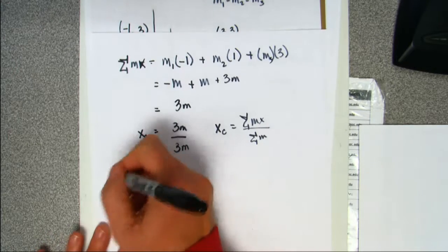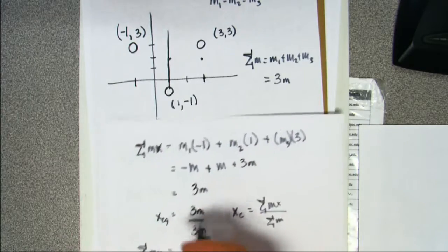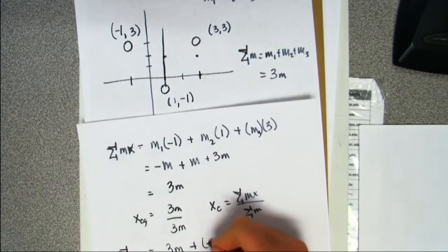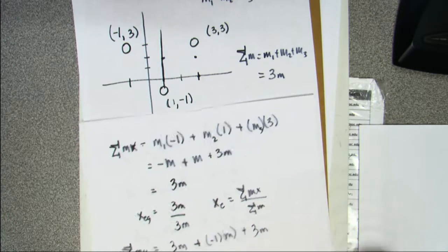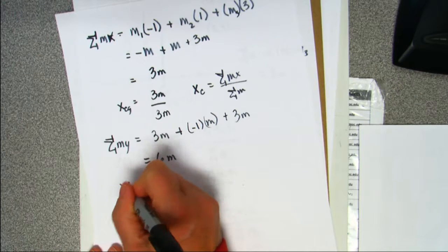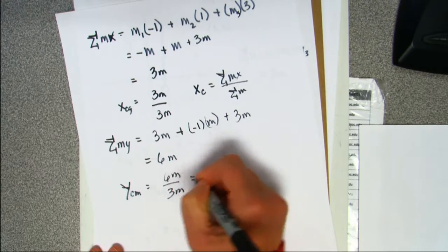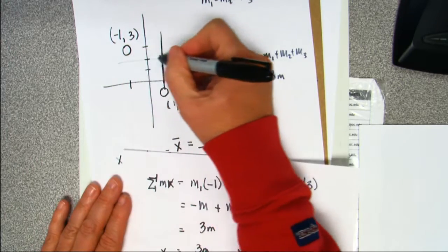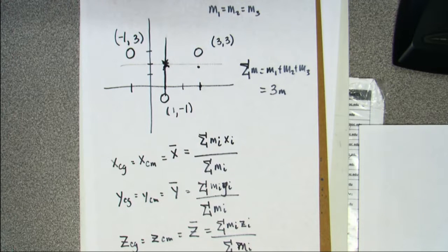Now if I do the y, my sum of my masses and the y is going to be, this one is 3m. The next one is -1m, and the other one is 3m. So this time I get 6m. So if I do my y center of mass, that's going to be my 6m divided by 3m, and it's going to give me 2. And it puts my center of mass where we expected it to be, right there.